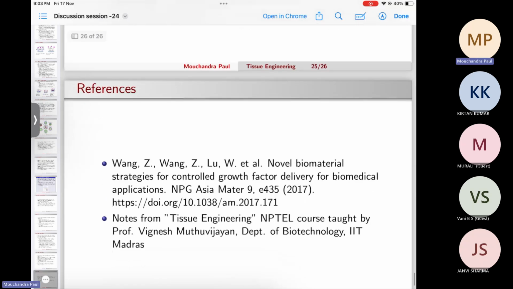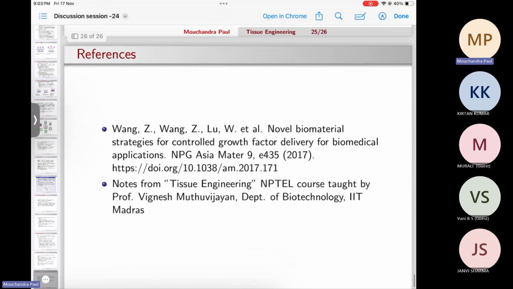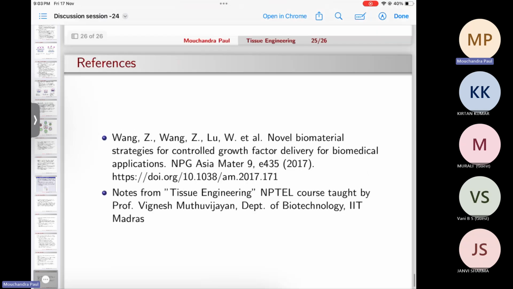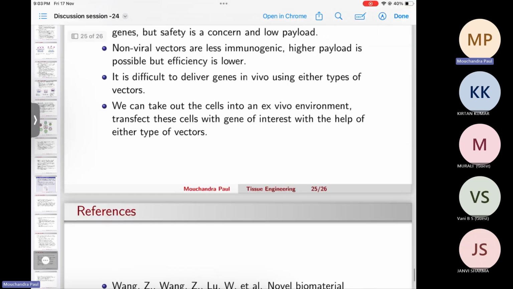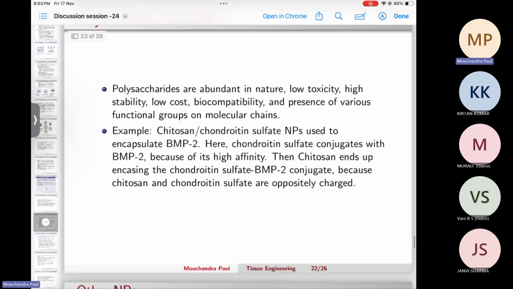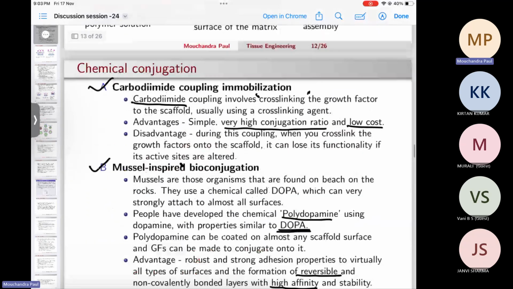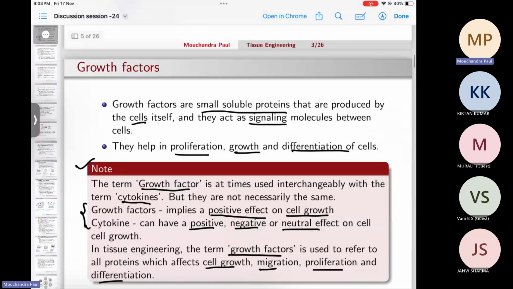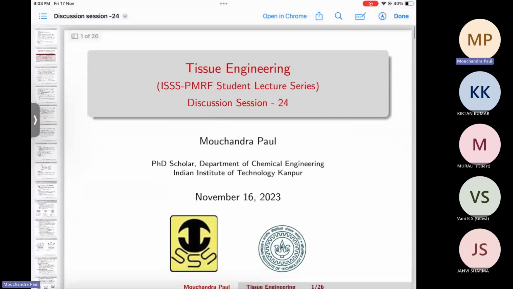So that's it for today's class, and these are some of the references which I used for today's class. Maybe you can go through them later on. And if you have any queries regarding any topic that we discussed today or maybe previously, you can let me know.